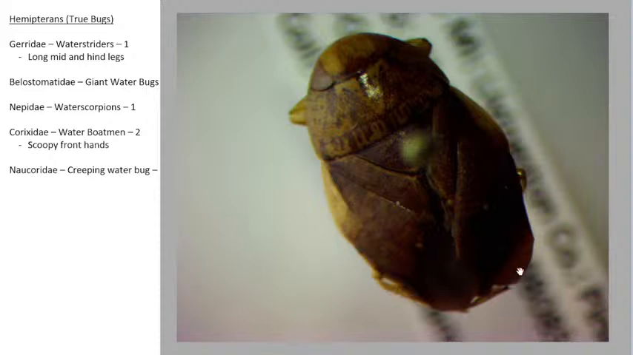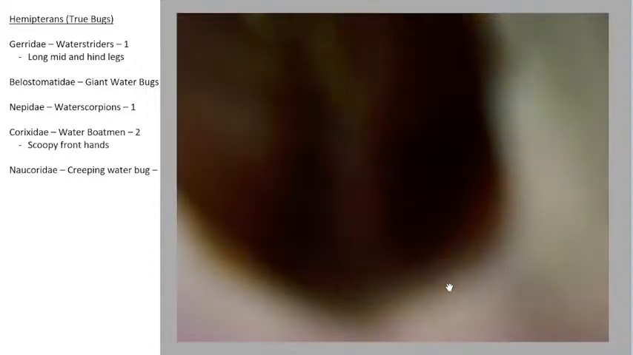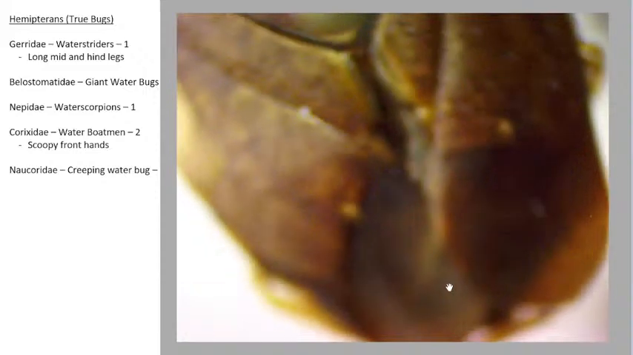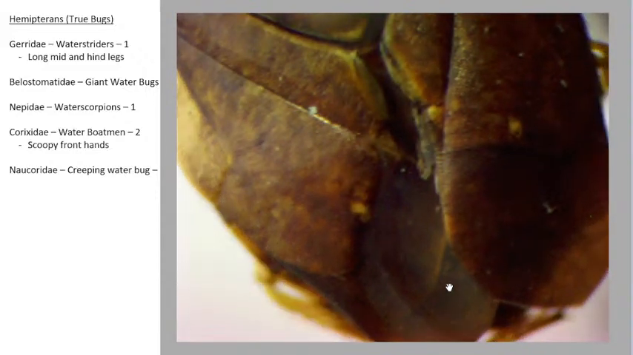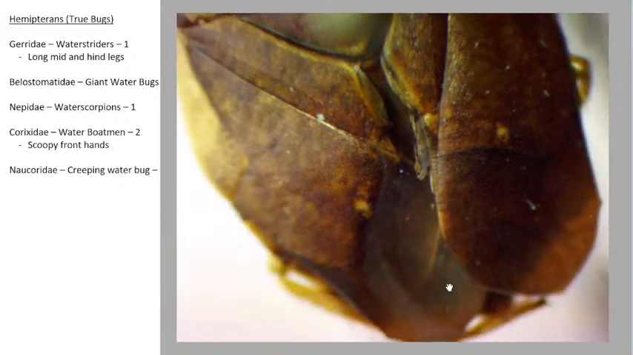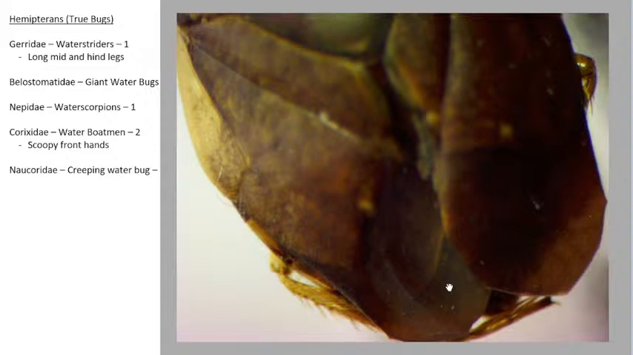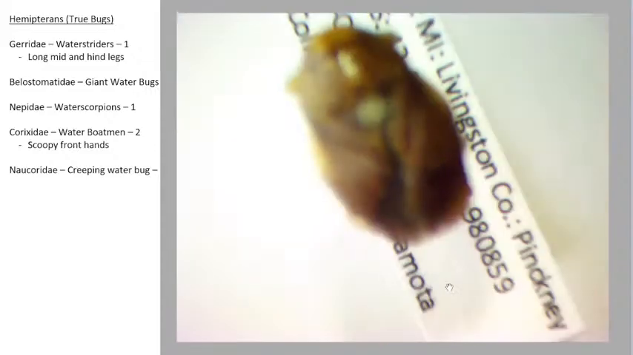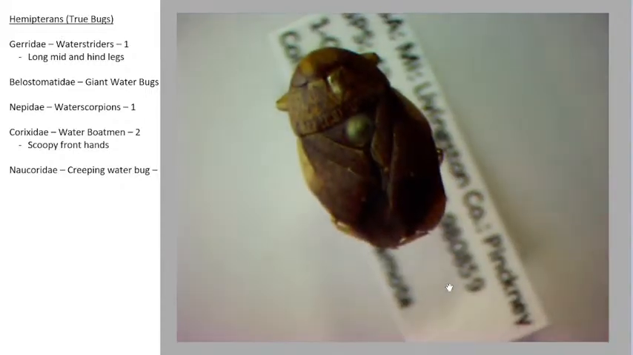Down here at the end, we could actually zoom in and find some veins. Let's see. There are not very many veins on this guy. Not at all. We'll look at membranous wings on some of the other ones, though. All right, so that's my crawling water bug.